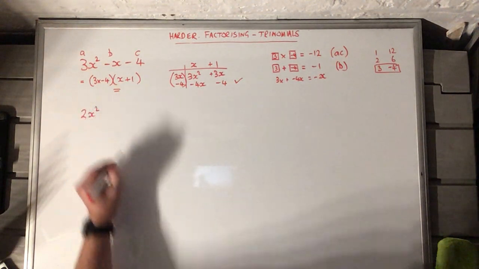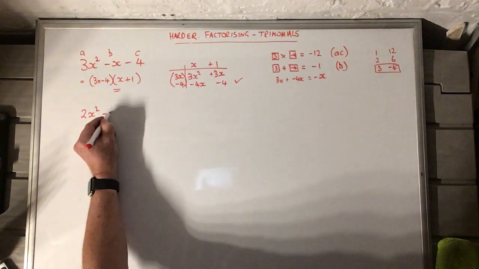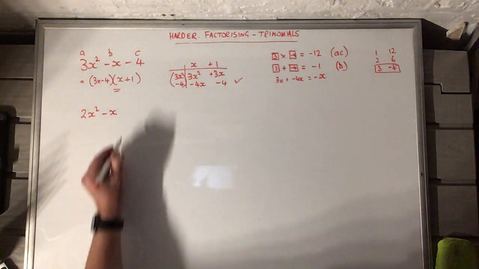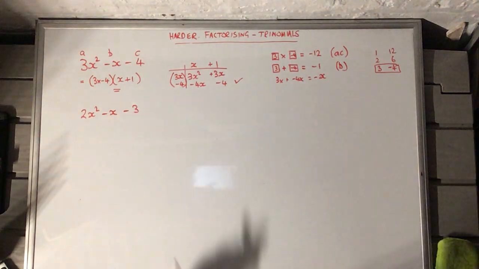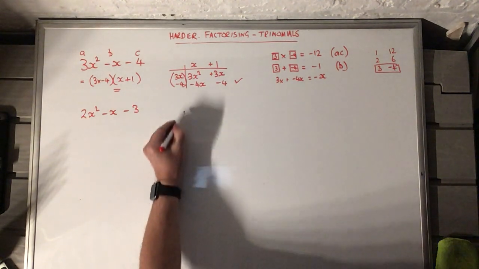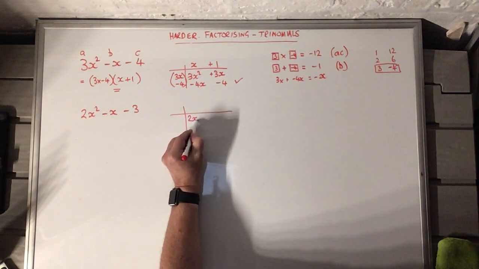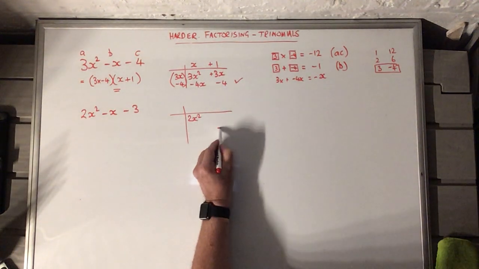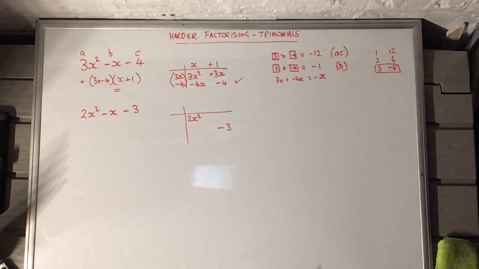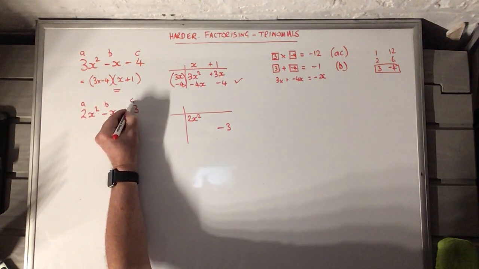2x squared minus x minus 3. Okay, so we've got to work out what that's going to be. So, grid, 2x squared goes in here, and the minus 3 goes in here. Remember that's for A, for B, and for C.